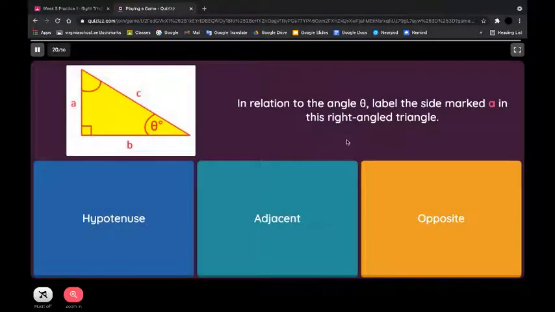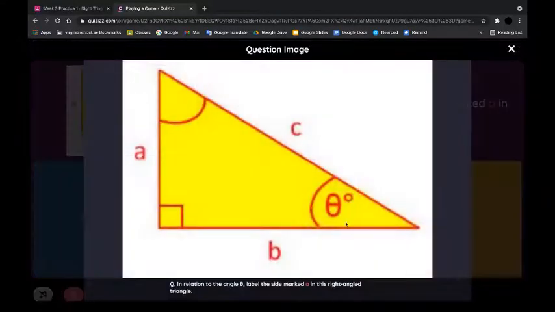In relation to the angle theta, label the side marked A in this right angle triangle. So we have angle theta over here and the side A is over here. And if you see, this has a relationship of being the opposite because it falls right parallel to angle theta. If A was over here, it would be the hypotenuse, and if this was A, it would be the adjacent side. But since it falls right opposite, we can say that it's the opposite.